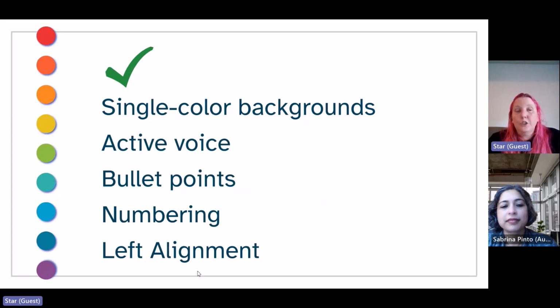Bullet points are super helpful for segmenting information. That's great for people who have trouble processing large pieces of information or just remembering it. Numbering helps a lot with organization, which can be a big challenge for a lot of neurodivergent people. So that's recommended as well. And left alignment makes it easier for people to just take in things visually.